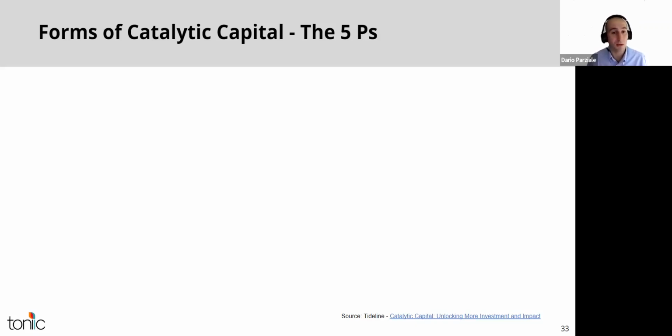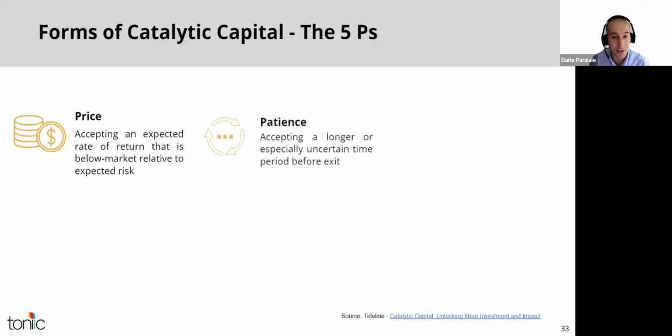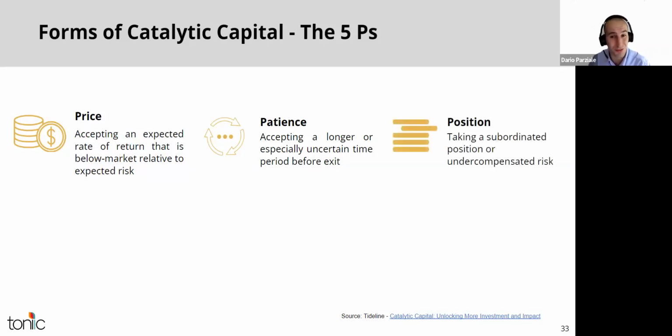2019. The first P is price, accepting an expected rate of return that is below market relative to the expected risk. This is in relation to what commercial investors will do. Patience, accepting a longer or especially uncertain time period before an exit. A subordinated position or undercompensated risk.